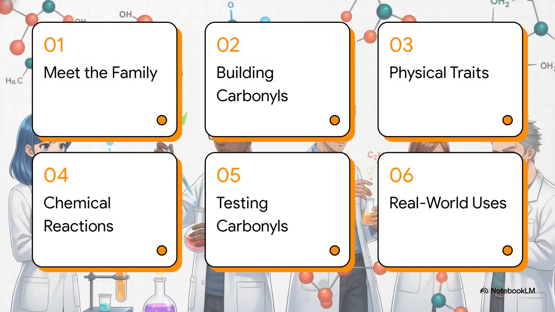Okay, let's look at our roadmap. We'll trace the entire life cycle of these molecules across 6 sections. First, we'll meet the carbonyl family. Then, how to build carbonyls. After that, physical traits and quirks, followed by chemical reactions and behavior. Next, we'll look at testing and identifying carbonyls, and finally, the real-world uses of carbonyls.